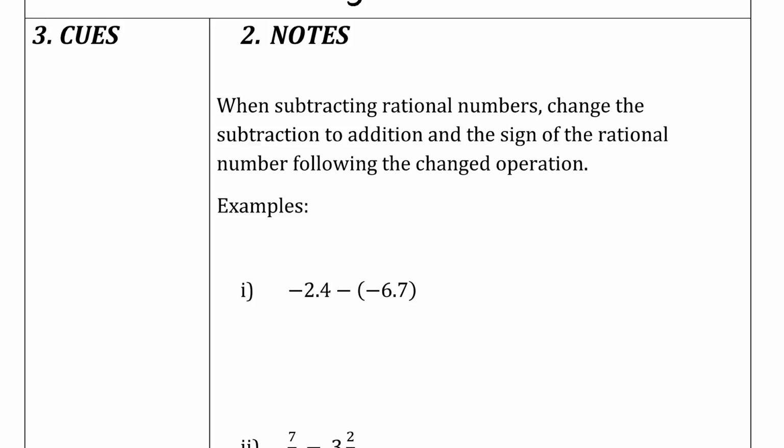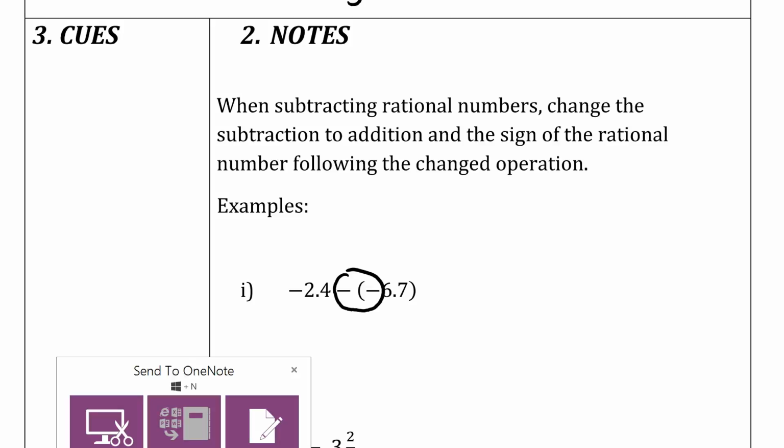When subtracting rational numbers, change the subtraction to addition and the sign of the rational number following the changed operation. What does that mean? It means when you see that there are two signs beside each other, the two signs must become one, otherwise it's too confusing.